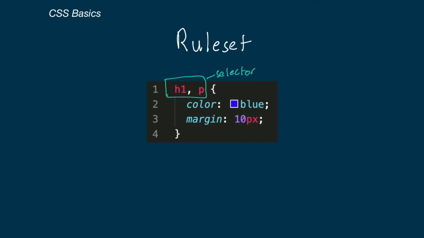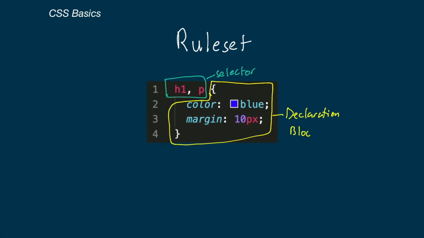We will see in a future crash course video more about the options we have here for selectors. Then inside the curly braces is the declaration block. And this is simply a collection of these declarations that we have already seen. It's worth noting that the last declaration technically does not need a semicolon, but it's always advised to include it.